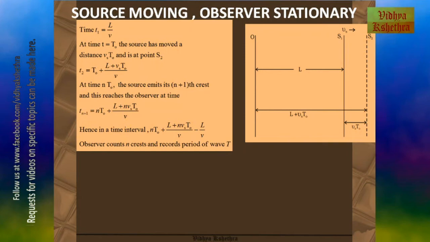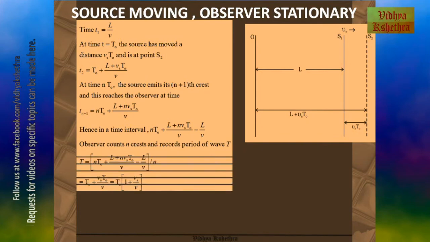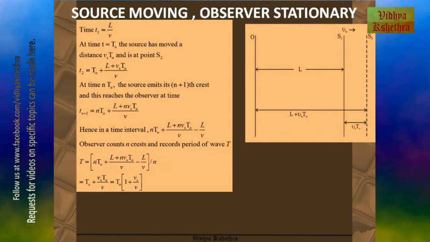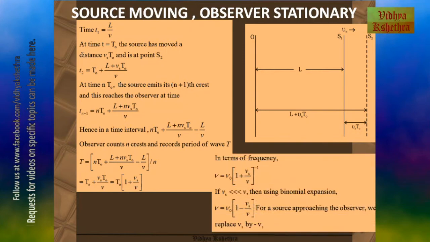Now the observer counts n crests and records the period of wave t, which is given by t is equal to (nt0 plus (L plus Nvs T0) by V minus L by V), the whole divided by n, which when simplified becomes T0 into 1 plus Vs by V, where Vs is the velocity of source and V is the velocity of the wave. Now we express this in terms of frequency. We get nu, which is the observed frequency, is equal to nu 0 into 1 plus Vs by V, the whole raised to minus 1.